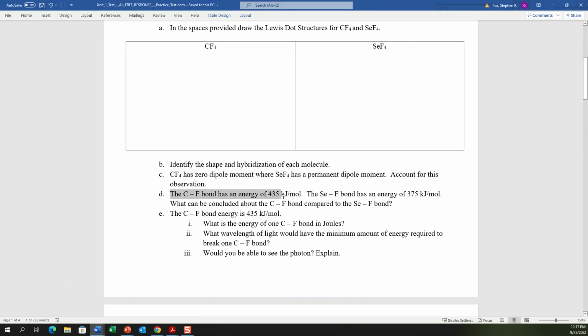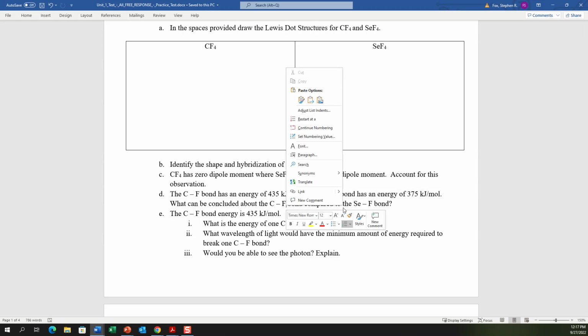The CF bond has a bond energy of 435, where the SeF bond has a bond energy of 375. So why is the CF bond stronger than the SeF bond? The first thing I would go to is, I would say the CF bond is more polar than the SeF bond, right? Maybe a bigger electronegativity difference. That's what I would be thinking.